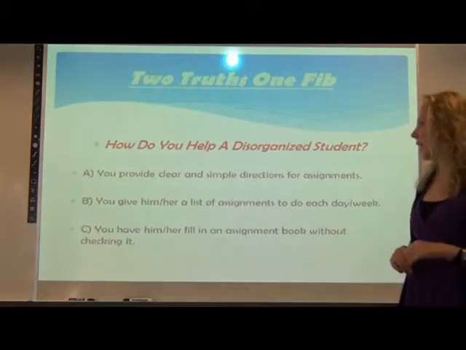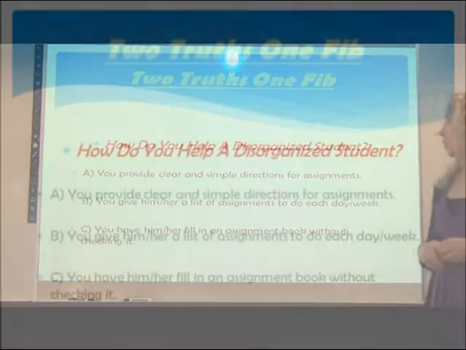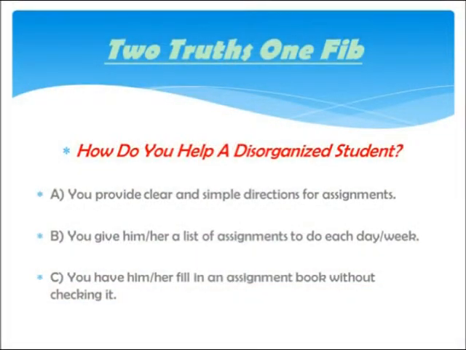So our question is, how do we help a disorganized student? A, you provide clear and simple directions for assignments. B, you give him or her a list of assignments to do each day or week, depending on their age. Or C, you have him or her fill in an assignment book, but without checking to see if it's correct. So, which one's our truth and which one's our fib?